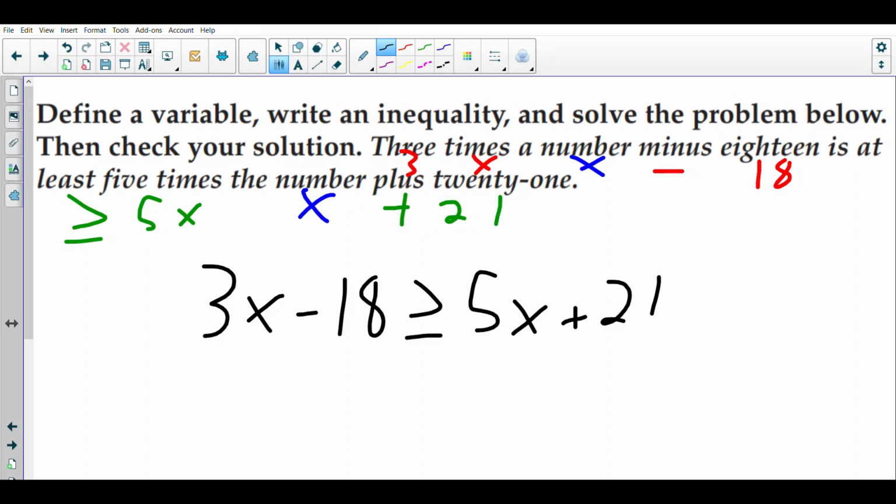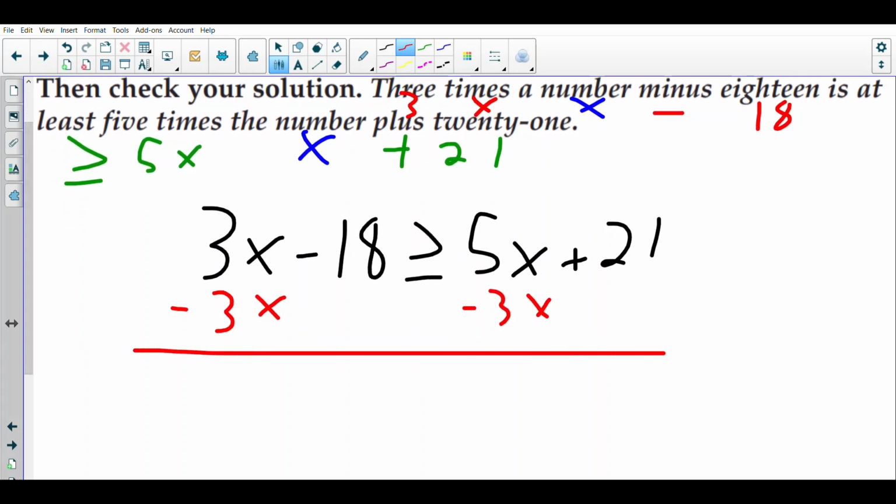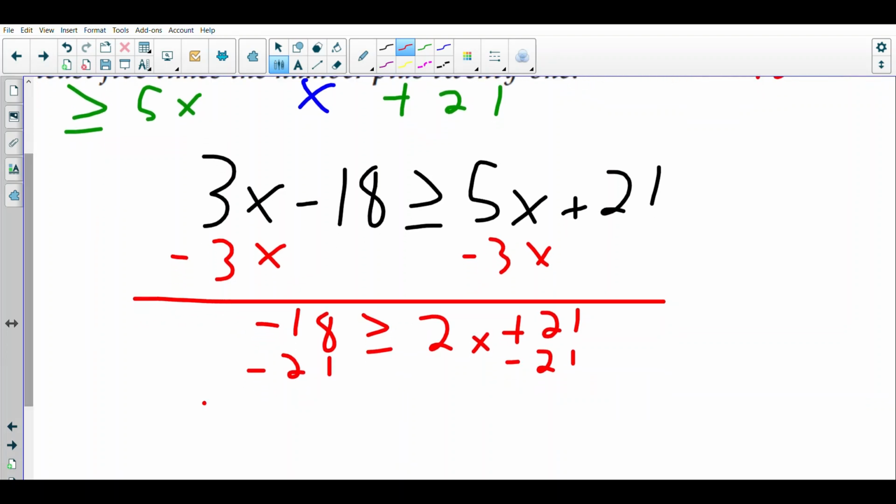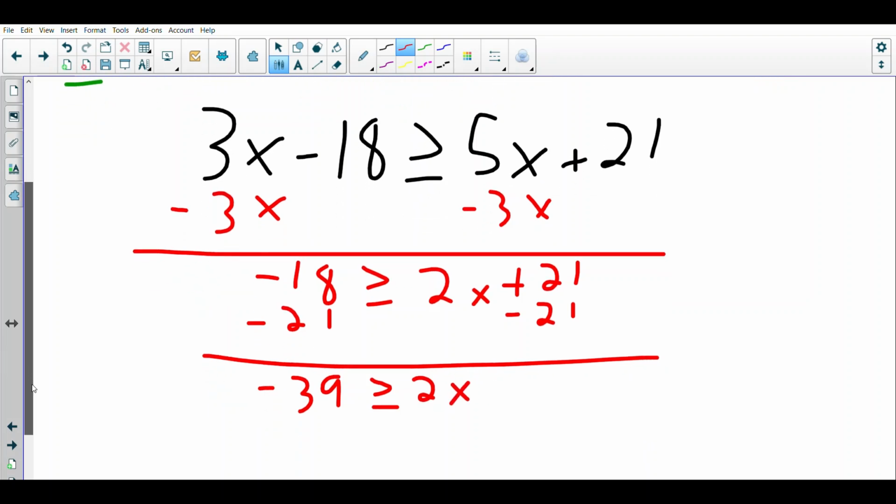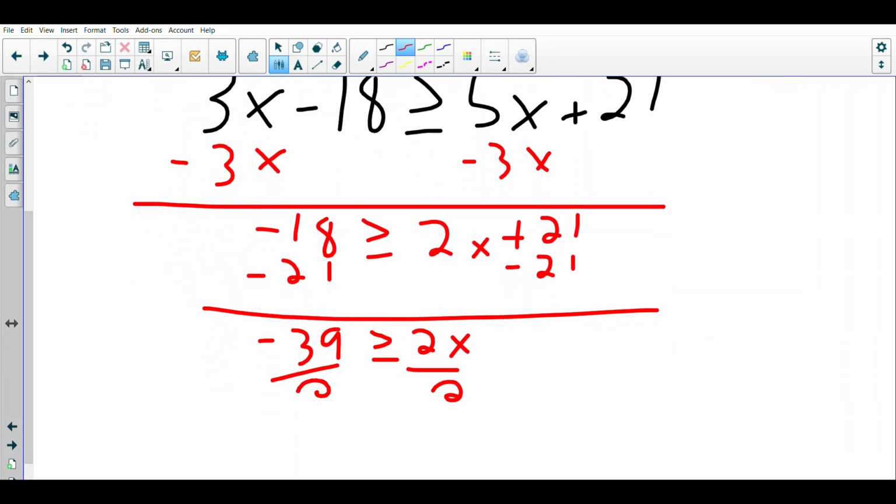Now all we do is solve. I'm going to first move all my variables to one side. I don't know why I wrote 2x. Let's fix that. That's minus 3x. So we got negative 18 is greater than or equal to 2x plus 21. Subtract 21 from both sides. So I get negative 39 is greater than or equal to 2x. Solving for x, divide by 2 on both sides. I'm dividing by a positive, so it stays the same. I'm going to leave it as a fraction. Negative 39 over 2 is greater than or equal to x.